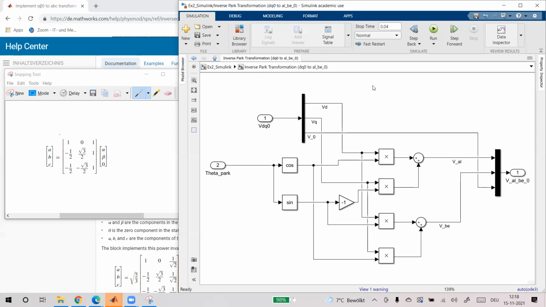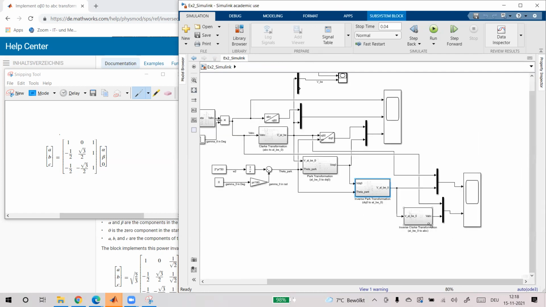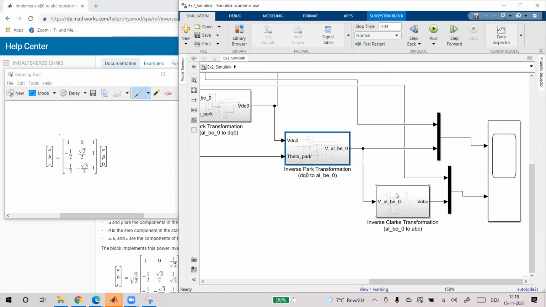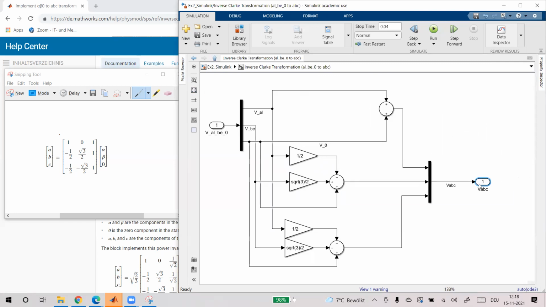So everyone done for Park transformation, inverse Park? Cool. Then let's do the inverse Clarke now. So for inverse Clarke, we have to implement this matrix. This is for inverse Clarke. And you can see here also how I did. You see the same?